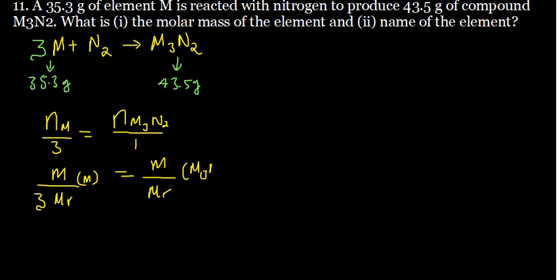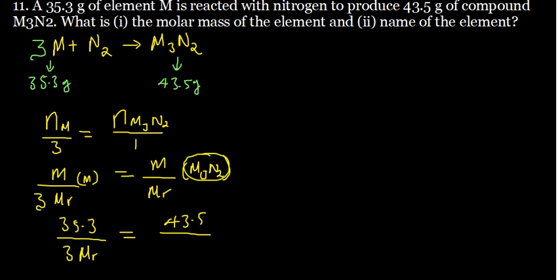So the mass of M, that is 35.3 divided by 3, the molar mass of M we don't know. That is going to be equal to the mass of M3N2 which was produced, that is 43.5, divided by the molar mass. Now the molar mass of this compound, let's determine that.